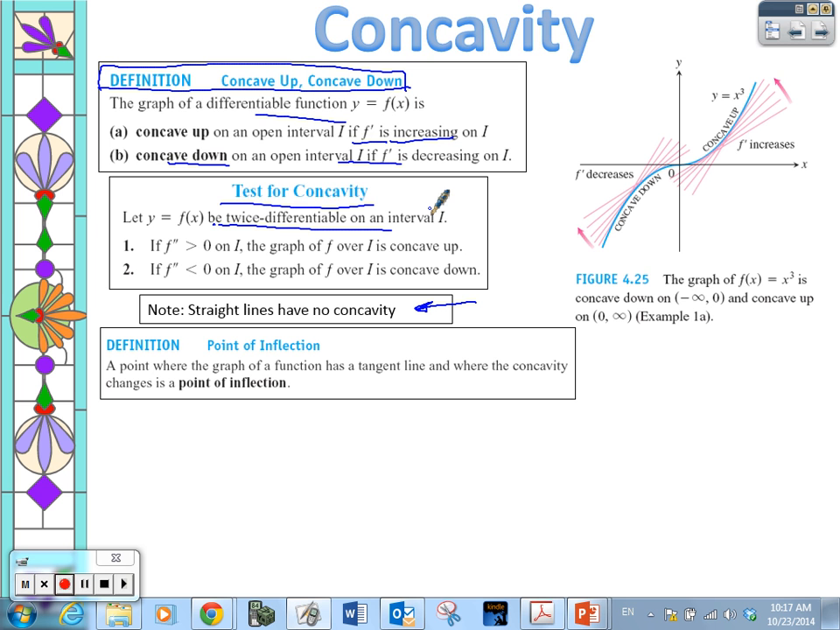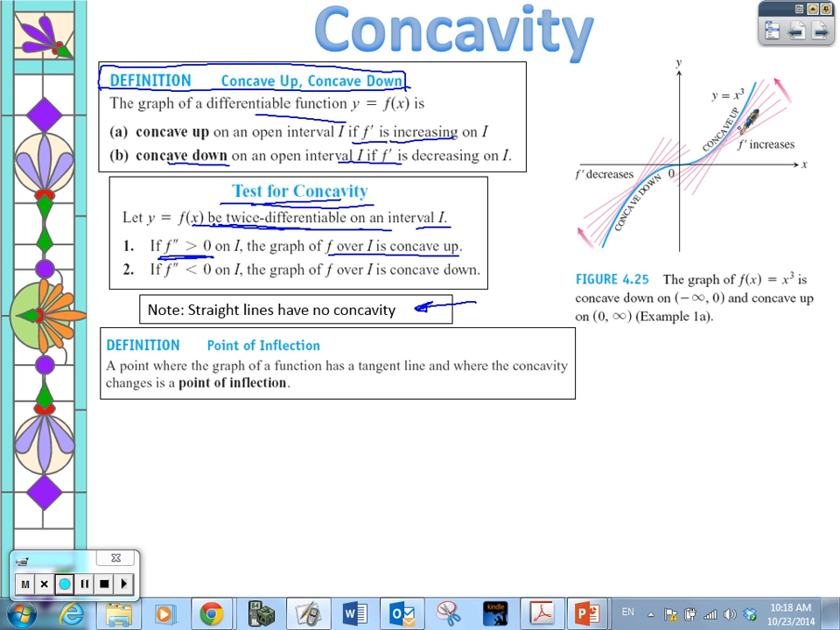So on this test for concavity, we want the function to be twice differentiable on the interval, whatever interval we're interested in. If the second derivative is positive on the interval, then the graph is going to be concave up. Pretty straightforward. We're doing a sign chart like we did yesterday. Yesterday we did a sign chart on the first derivative. Today we're going to be doing a sign chart on the second derivative. Much easier to determine signs of an interval rather than all of these slopes, whether they're increasing or decreasing.